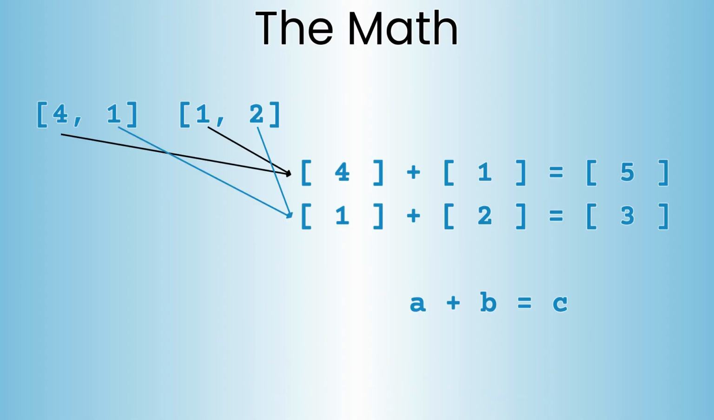Now, let's look at the math. If A equals 4, 1 and B equals 1, 2, how do we get C equals 5, 3? We just add the corresponding elements. The first elements, corresponding to the x-axis, 4 plus 1 gives us 5, and the second elements, corresponding to the y-axis, 1 plus 2, gives us 3. It's the same element-wise addition we would do with a normal list. It really is that simple.